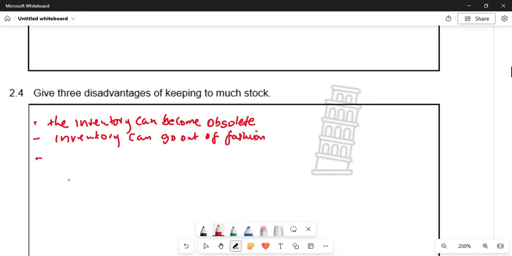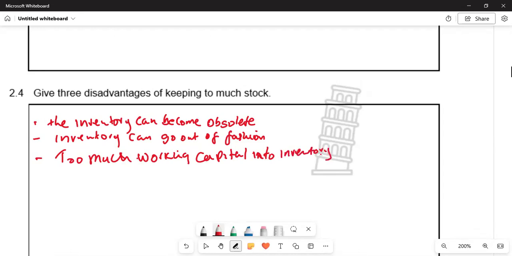Also, too much working capital is tied up in inventory. So that is how we were expected to answer this question.